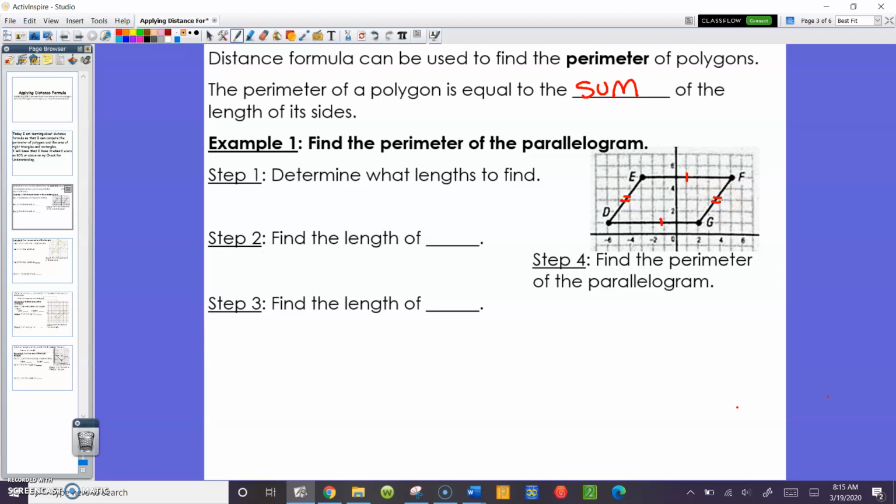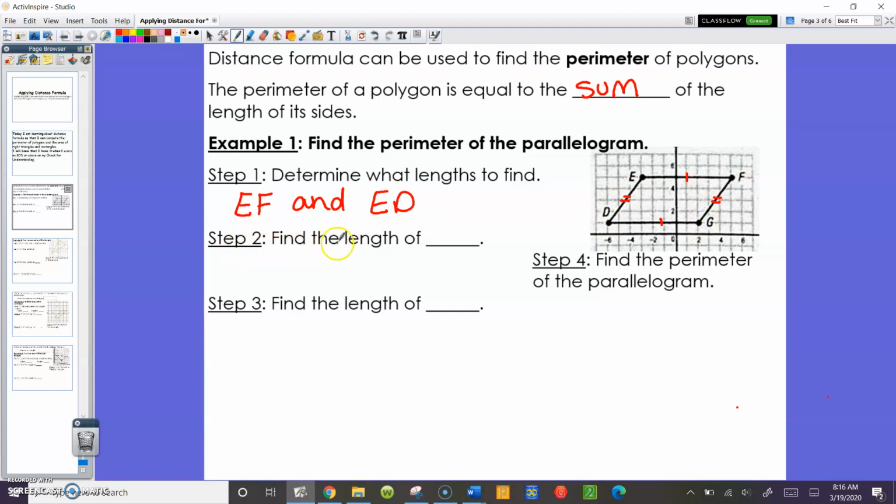Knowing this will keep us from having to find the length of each side, and instead we'll only need to find the length of two sides. So let's go ahead and determine what side lengths to find. I'm going to find EF, and I know I don't need to find DG because it's the same as EF, so I'm going to choose to find ED. And we know ED is the same as FG.